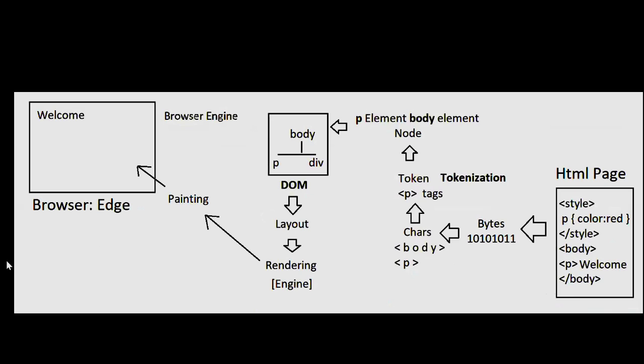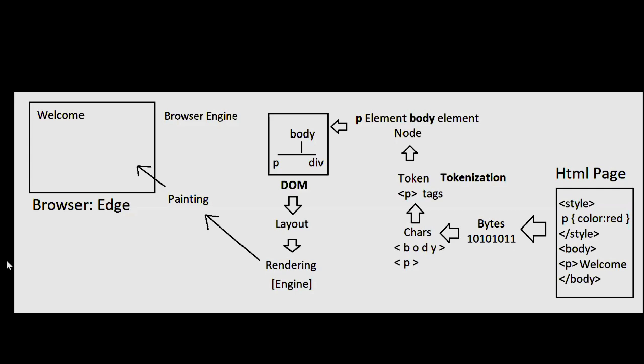That is the basic process of how it works. We write an HTML page. This page contains a lot of things. This is first converted into bytes. From bytes, it is converted into characters. From characters, it is converted into tokens. From tokens, it is converted into nodes. The nodes are constructed into a hierarchy that is called DOM. And that DOM is prepared into a layout. That layout is rendered, and after rendering, the layout process is completed. That layout needs to be painted on the page.